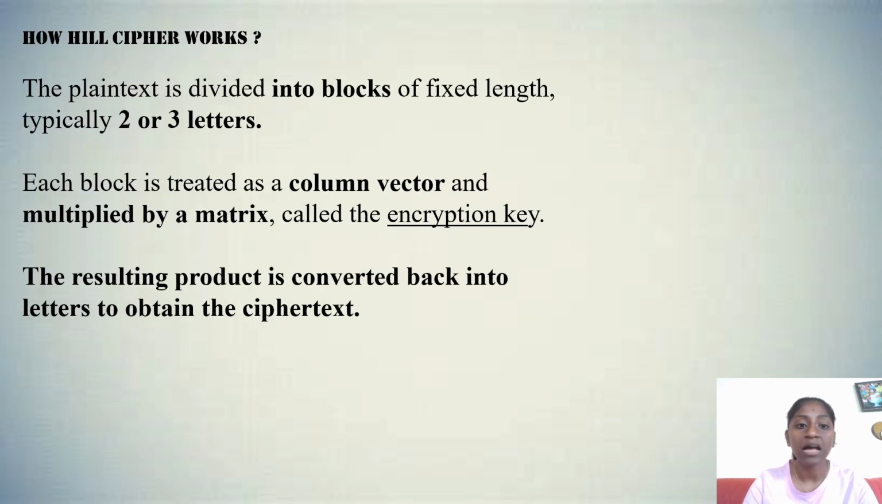How Hill cipher actually works: the plain text is divided into different blocks of fixed length, typically 2 or 3 letters. Each block is treated as a column vector, and it is multiplied by a matrix called the encryption key. The resulting product is then converted back into letters to obtain the cipher text.